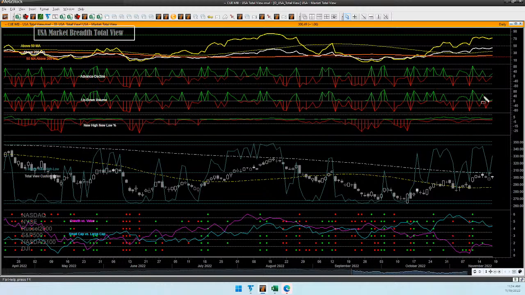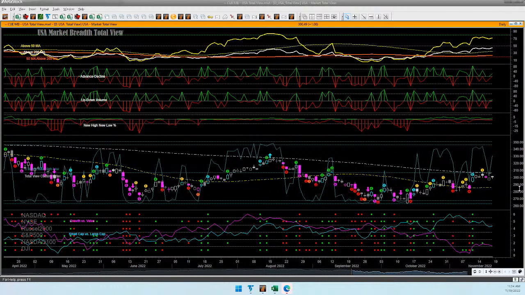Market breadth total view. In the previous recap, I showed that the percentage of stocks above 50 MA, the yellow line, was nearing the overbought level. It's still around the same level, didn't move much, very close to being overbought from where we expect a pullback, but didn't hit that level yet. 3-month new high low was very close to overbought, didn't quite hit that, pulled back little bit. There is no clear signal from this chart.